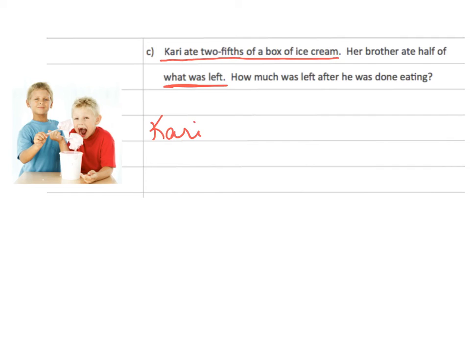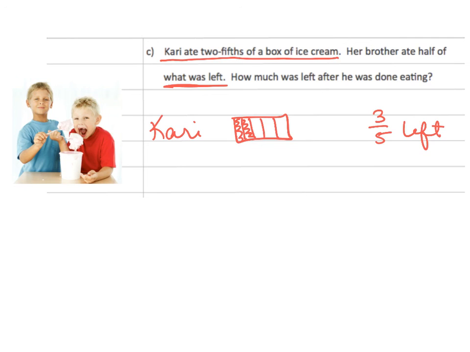Carrie took the whole container and ate 2/5. So let's divide it into fifths. 1, 2, 3, 4, 5. She ate 1/5 and 2/5. That means there was 3/5 left over. So we have 3/5 left. Now, that's only step 1.